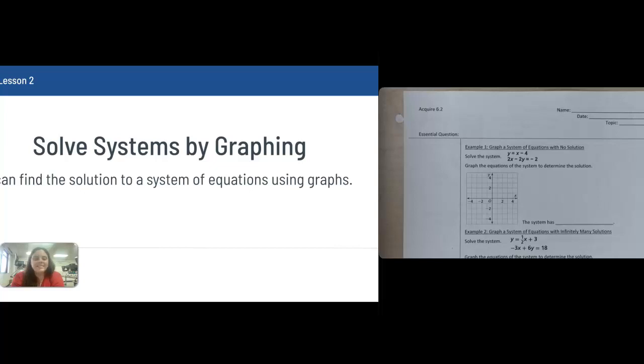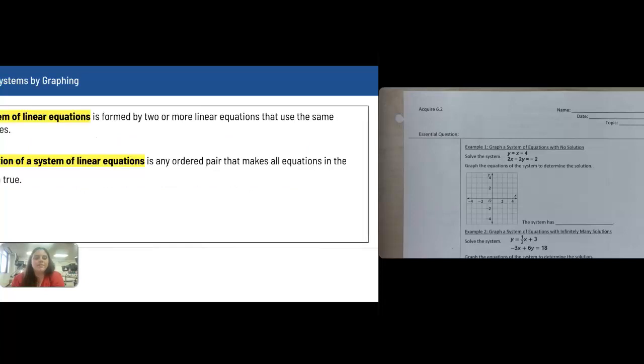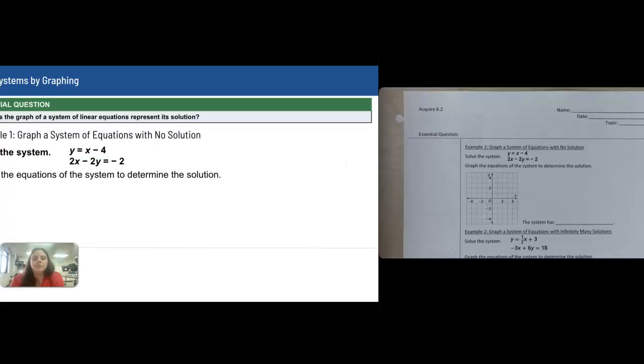Hey y'all, in this video we are going to look at solving systems by graphing. So our I can statement is: I can find the solution to a system of equations using graphs. Reminder that a system of linear equations is formed by two or more linear equations that use the same variables. A solution of a system of linear equations is any ordered pair that makes all equations in the system true.